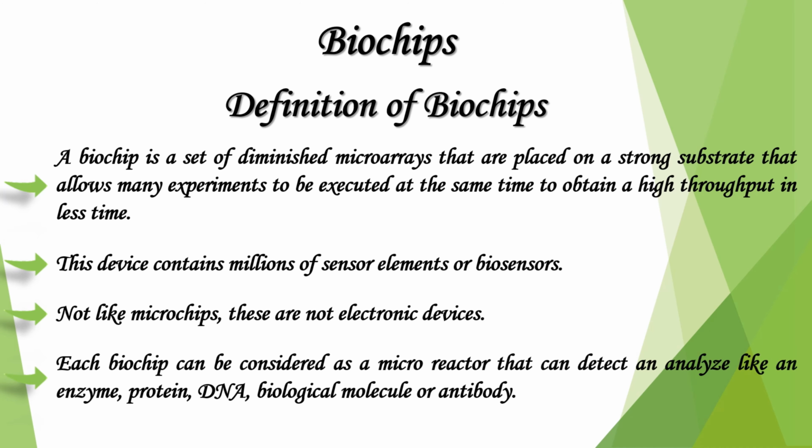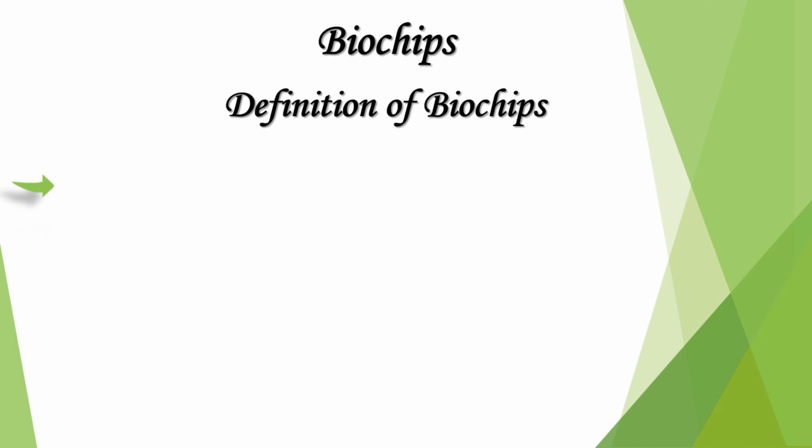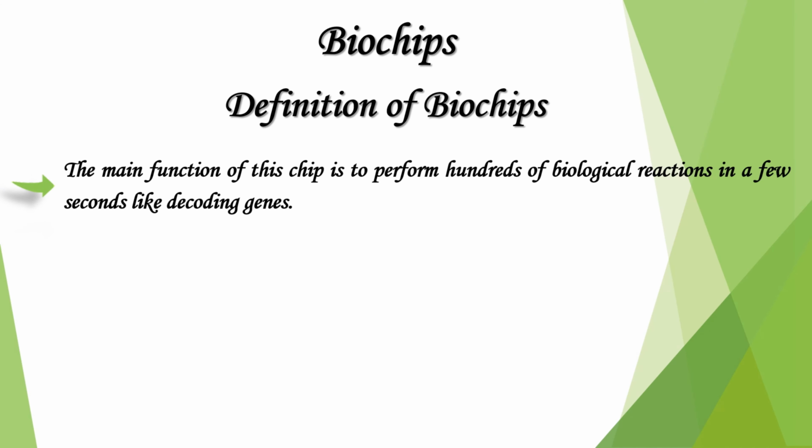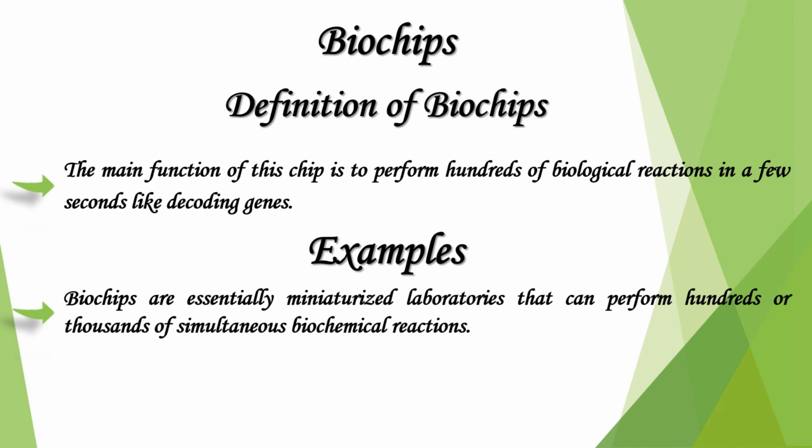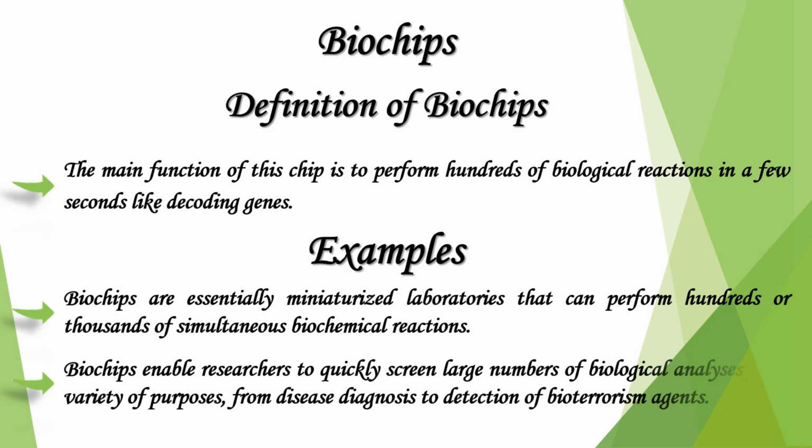Each biochip can be considered as a microreactor that can detect and analyze an enzyme, protein, DNA, biological molecule or antibody. The main function of this chip is to perform hundreds of biological reactions in a few seconds, like decoding genes. For example, biochips are essentially miniaturized laboratories that can perform hundreds or thousands of simultaneous biochemical reactions.